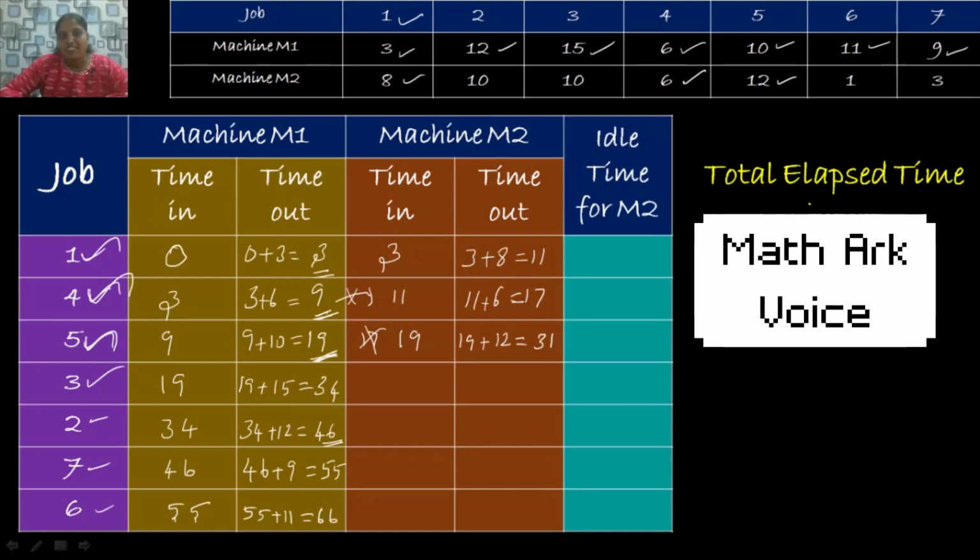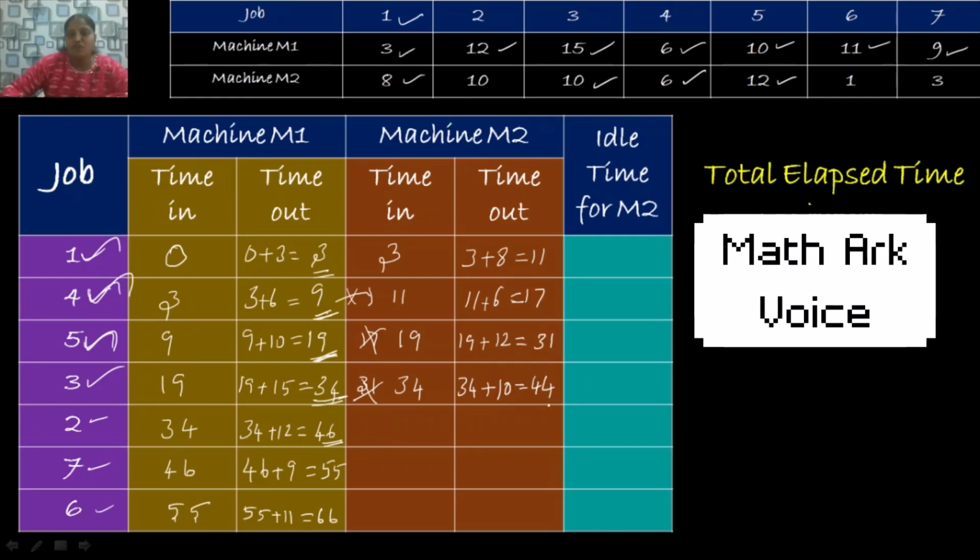That is, job 5 has completed its processing time on M2 at 31 hours, but at 31 hours it doesn't have any job to process, because job 3 completes its processing time on M1 only at 34 hours. So it has to wait for 3 hours to get a job. So at 34 hours job 3 entered machine M2 and it needs a processing time of 10 hours on machine M2. So 34 plus 10 is 44 hours.